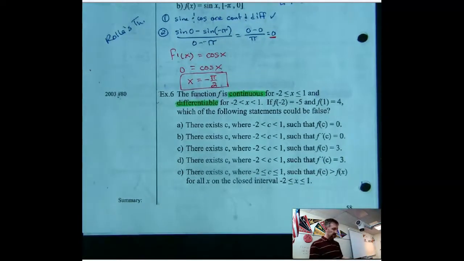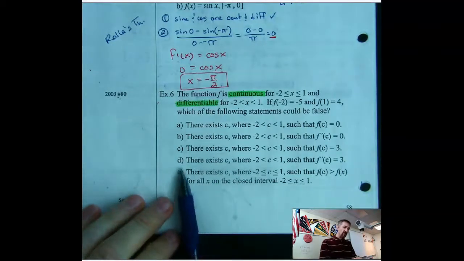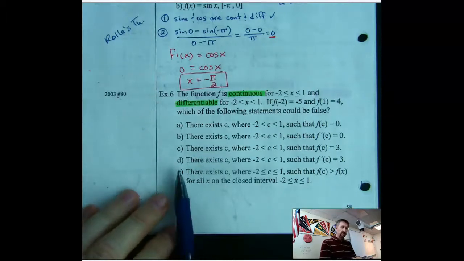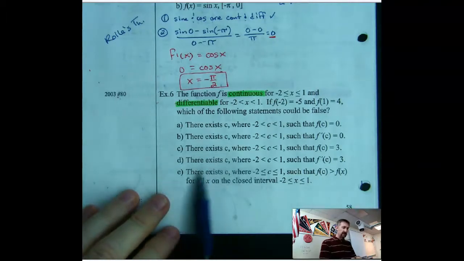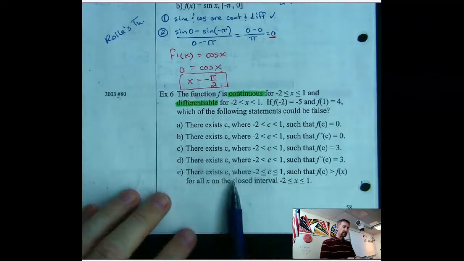And finally, let's wrap this up for today. 2003, number 80. This was on the AP Calculus test. Multiple choice question. Now there's only 4 choices, 1 right answer and 3 wrong answers. Not answers, they're called distractors. But back then there were 5 total choices.